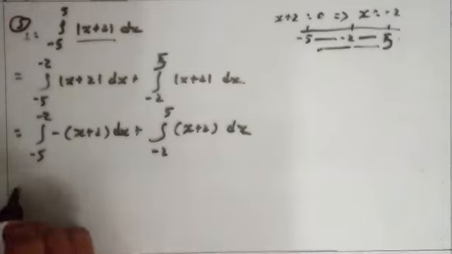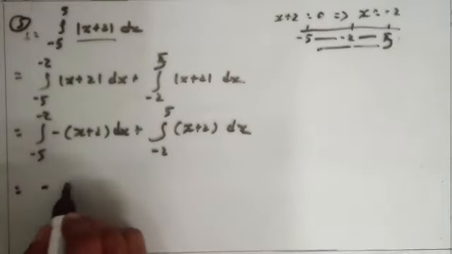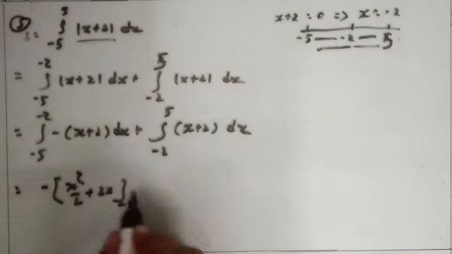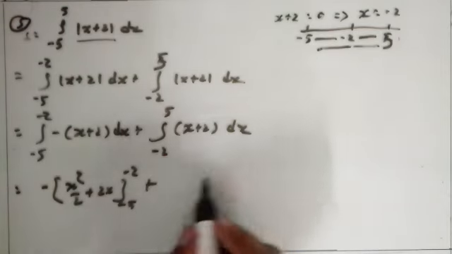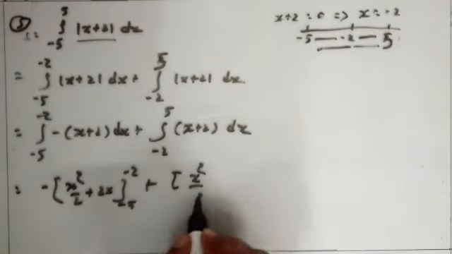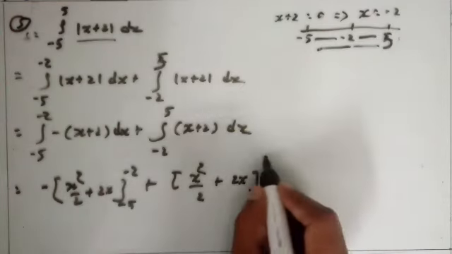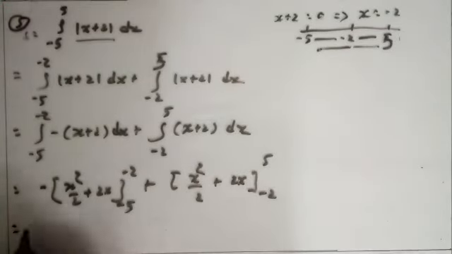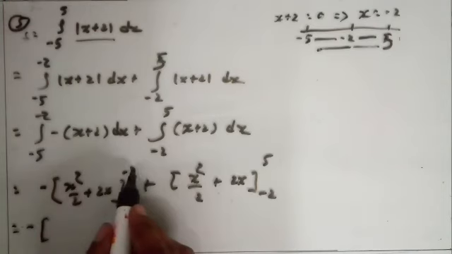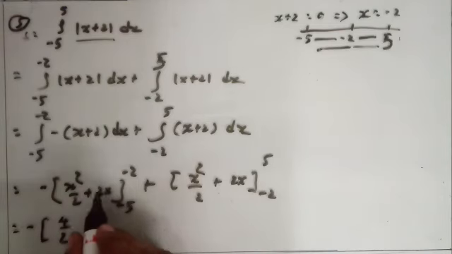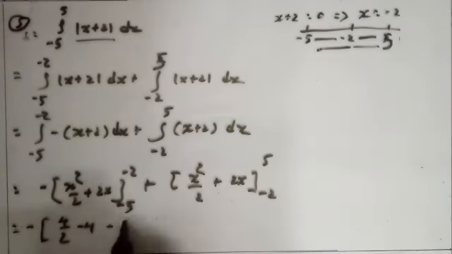Clear? Now integration of this is equal to minus x square upon 2 plus 2x with the limit minus 5 to minus 2, plus here the integration of this is equal to x square upon 2 plus 2x with the limit minus 2 to 5. Now simplify. This is equal to minus, take outside. Here b is equal to minus 2. So minus 2 square is 4 upon 2. Here minus 2 into 2 becomes minus 4. Minus into bracket, a is equal to minus 5. So minus 5 square is 25 upon 2.